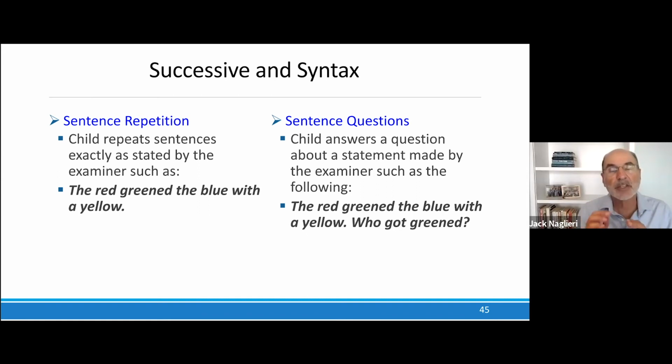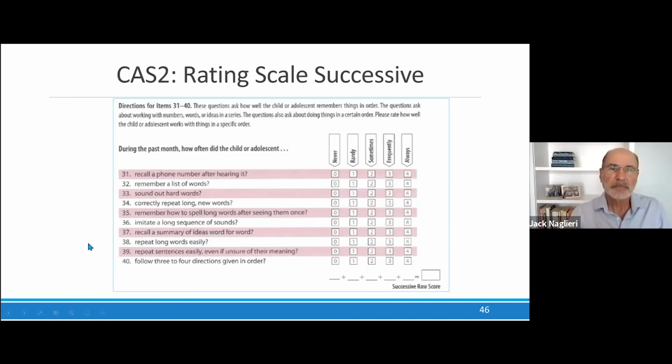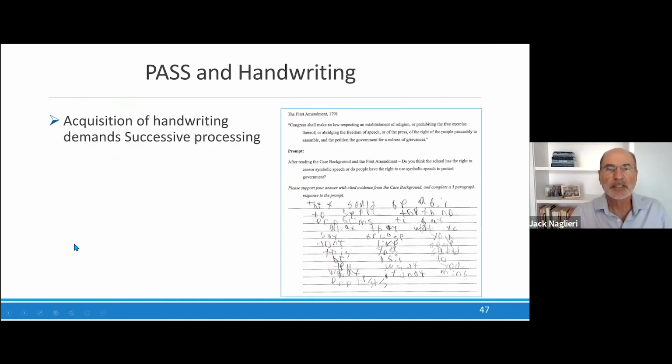So we could have said the girl hit the boy with a stick, who got hurt? But once you say that, you can see it as a whole. And that would bring simultaneous processing into it. So you can tell we spent a lot of time developing these tasks, more than 10 years actually. We worked more than 10 years to refine and refine these subtests to make sure they work the way they need to. So the rating scale has things like sound out hard words, remember how to spell, imitate long sequences of sounds, things that teachers might see in the classroom.